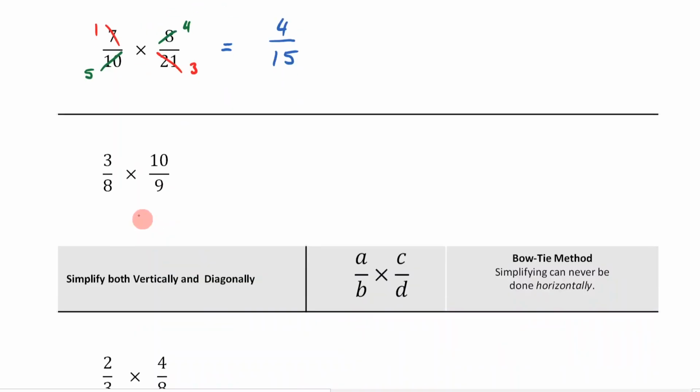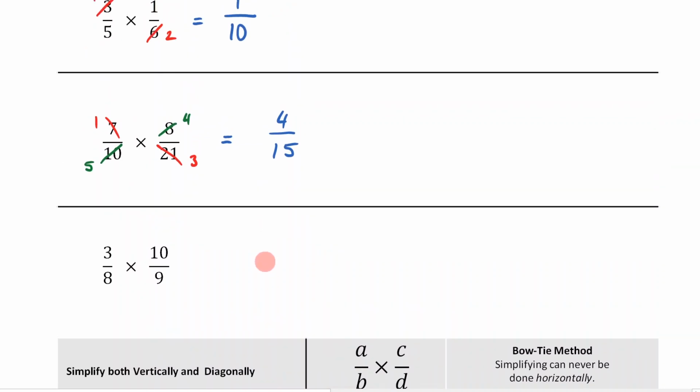Okay, so let's give it a go. So what am I going to do here? Well, I've got 3 and 9, so I can simplify those. 3 divided by 3 is 1. 9 divided by 3 is 3.